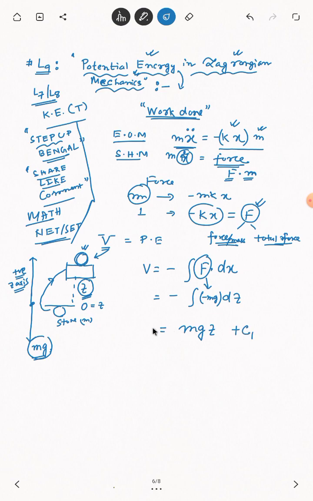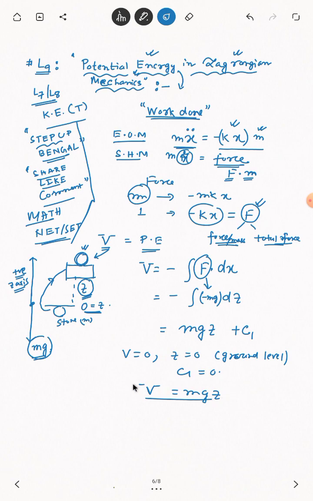Now take a look at one thing. When z is 0, that means no displacement is there, obviously no work done, and potential energy and all types of energy are ultimately work done. So we can say V equal to 0 at z equal to 0, at ground level. At ground level this is obvious, so C1 is obviously 0, and ultimately we get V equal to mgz.